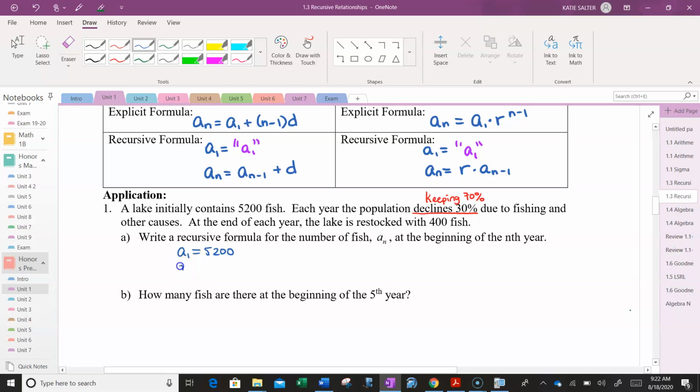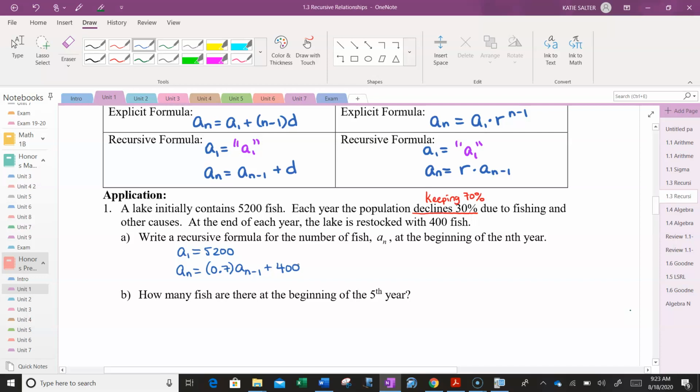All right, to get how many we'd have the next year, we have to take the previous year and multiply it by 0.7. In other words, we're doing 70% of it. So we're going to say 0.7 times a sub n minus 1. But then at the end of each year, it's restocked with 400 fish. So we have to say plus 400. This is pretty neat because this is not arithmetic and it's not geometric. And you would have to use a recursive formula to be able to figure out what happens in the long run, or what happens over so many years. And this is what happens in bank accounts when you're earning interest and making deposits or withdrawals.